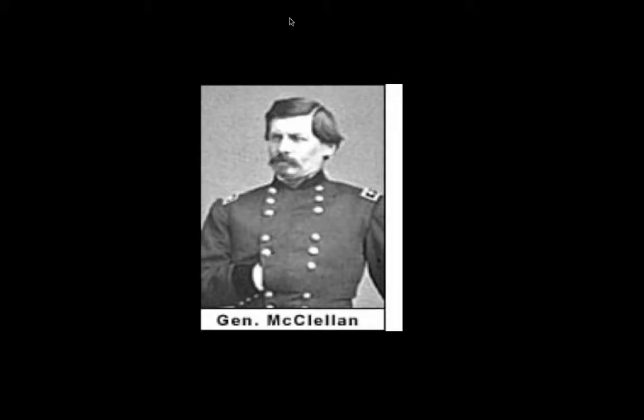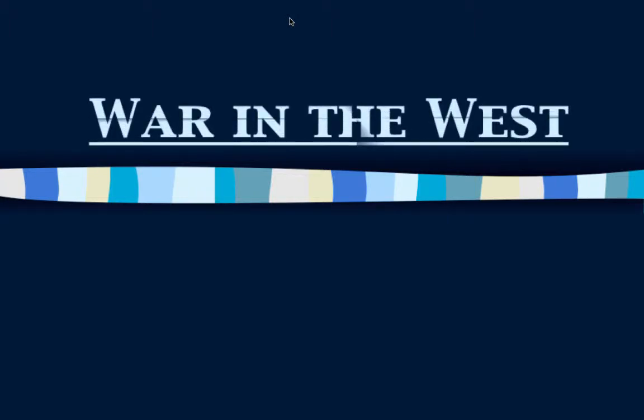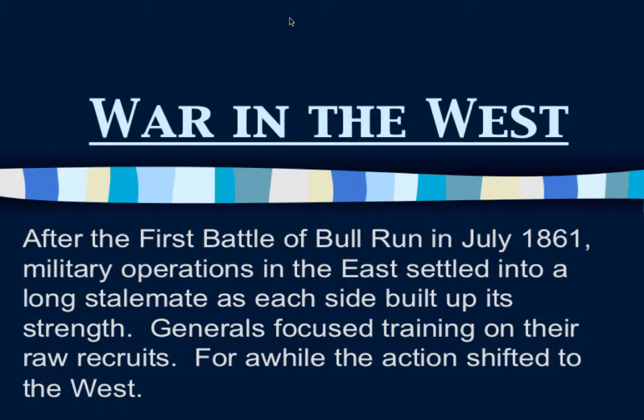This is General McClellan. If you've ever heard of the McClellan saddle, it was used by the cavalry. It was named after General McClellan. We're going to talk a lot about McClellan. Now, one of the North's primary goals in the West was to gain control of the Mississippi and Tennessee rivers. Remember, the reason for this is to split the Confederacy. So for a little bit after the Battle of Bull Run, generals were training. McClellan's taken over. He's training all the troops. And the action shifts to the west.